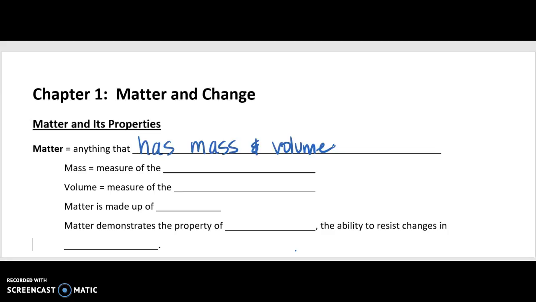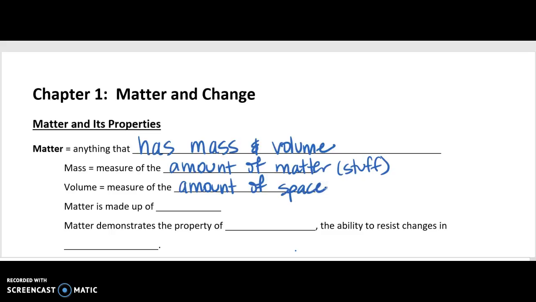Mass is a measure of the amount of matter. Another way I like to think about this is just how much stuff is there. Some people confuse this with weight. They are related, and we're going to get into that in a second. Volume is the measure of the amount of space that the matter takes up. I like to think in 3 dimensions, how much space in every direction, kind of how much air it takes up. Matter is made up of atoms, all matter.